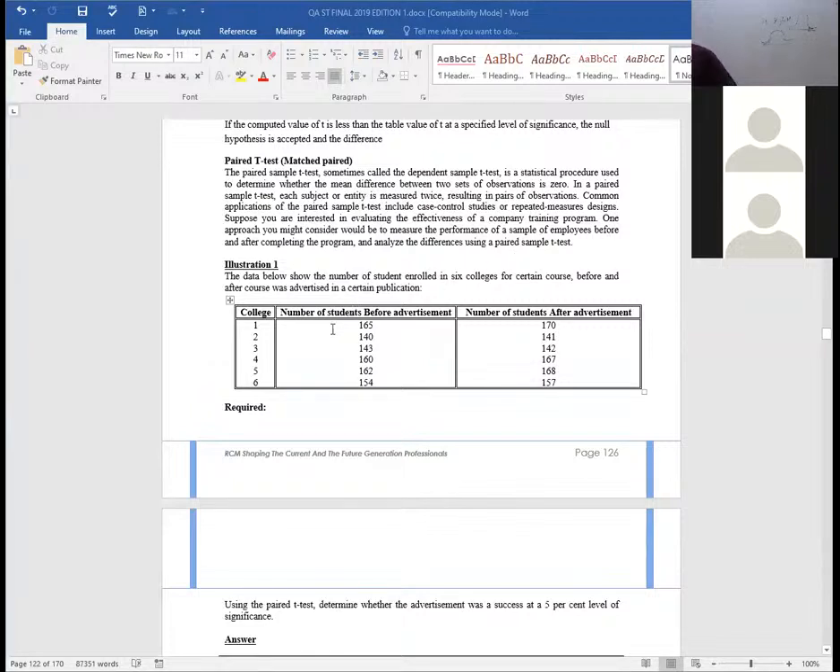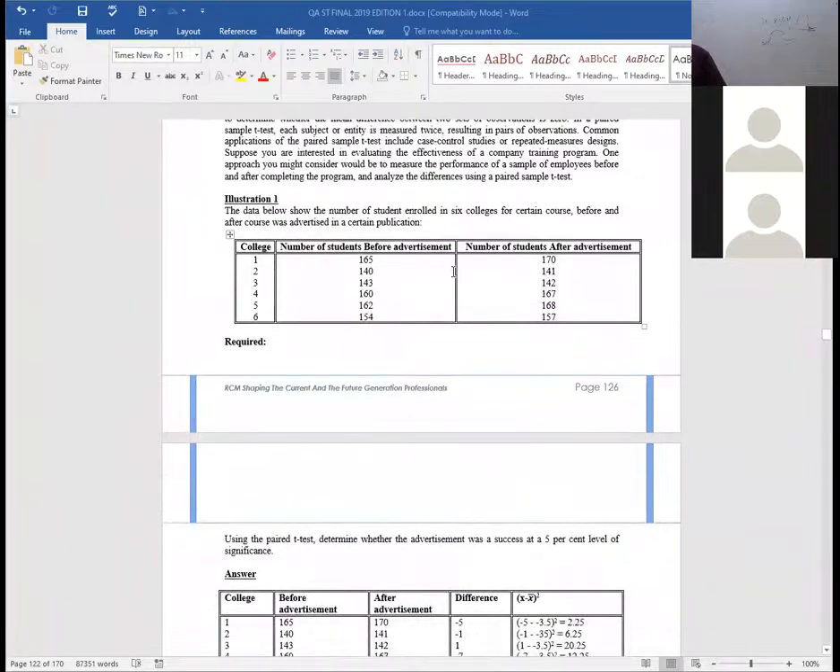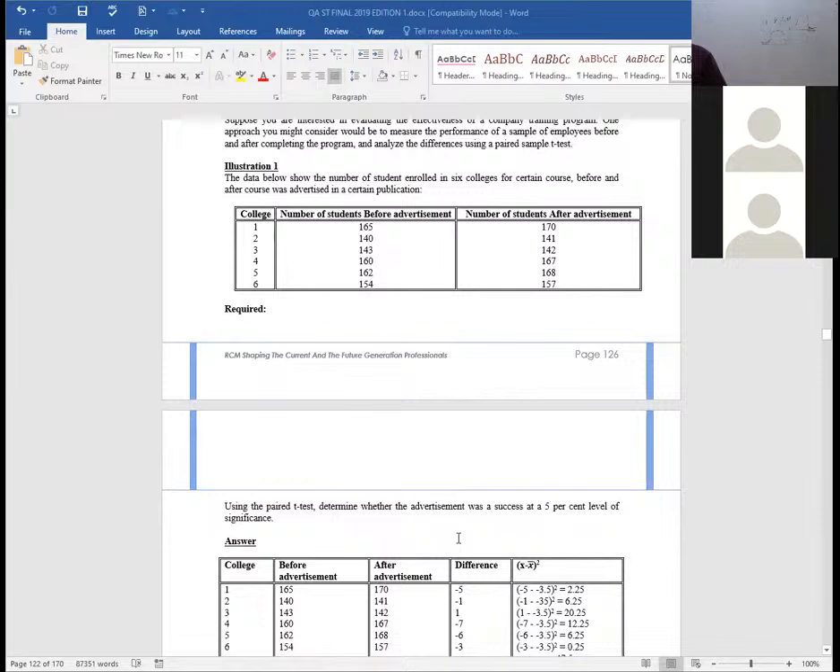Look at illustration 1. The data below shows the number of students enrolled in 6 colleges for a certain course before and after the course was advertised in a certain publication. So we have the colleges 1 to 6, number of students before advertisement, and number of students after advertisement. We want to know whether the advertisement was effective or not. Using the paired t-test, determine whether the advertisement was a success at 5% level of significance.